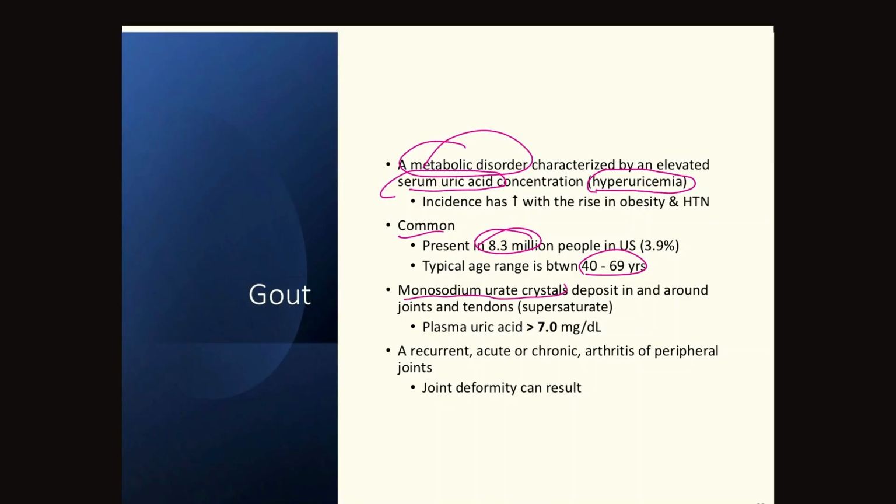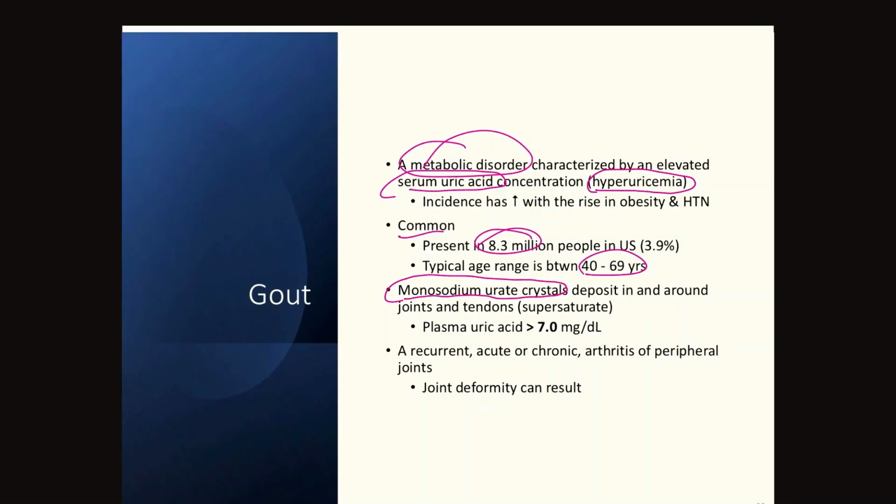Monosodium urate crystals, make sure you know what that is. Remember that for gout, monosodium urate crystals deposit in and around the joints and tendons, and they supersaturate. So remember we talked about if you like your coffee like I do and you have too much sugar in it, eventually you can't stir all that sugar in because it saturates out. You've had too much sugar in it. That's what happens with hyperuricemia. You have too much uric acid in your blood. It saturates your blood and it crystallizes out into these little crystals.